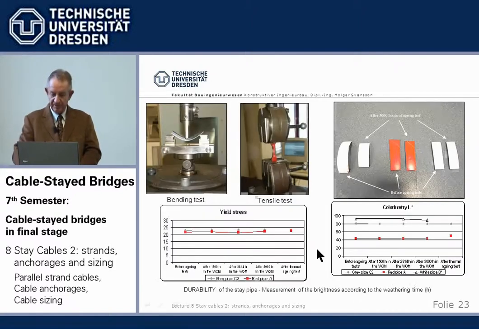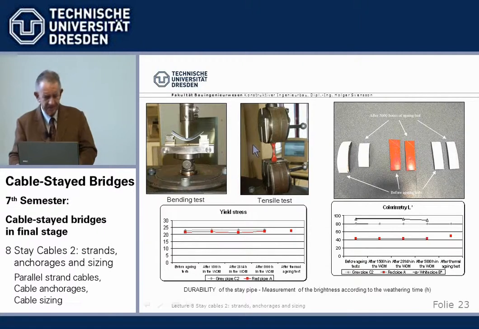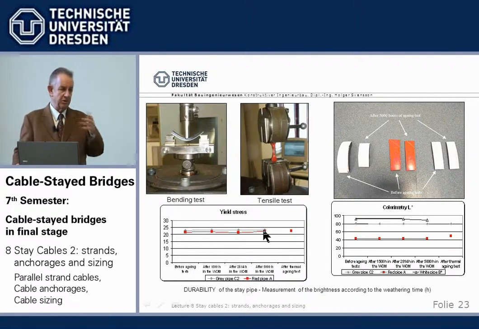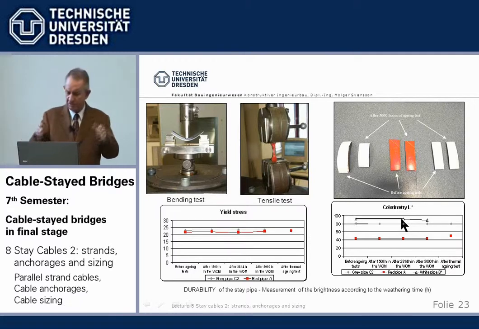So then there are all tests for the PE pipes. You know that first of all, after sun radiation, the yield strengths I showed you must not decrease because of the 2% soot. It does not. And you can then check the color intensity after exposure to UV. There are all sorts of tests.